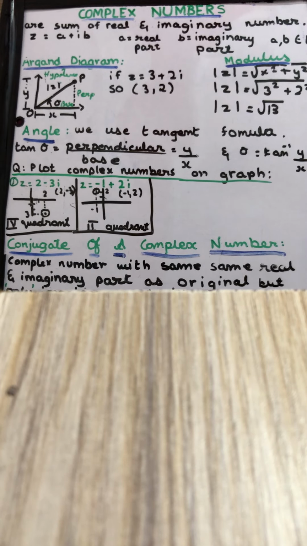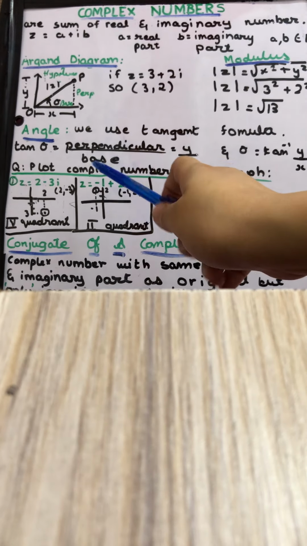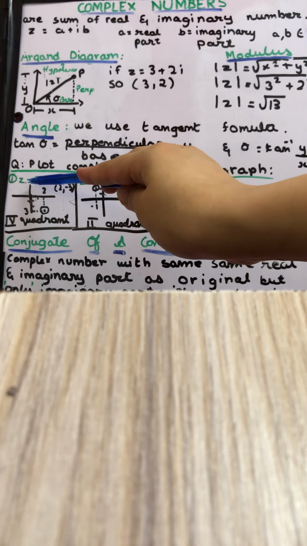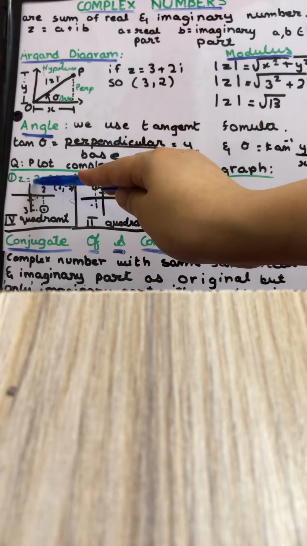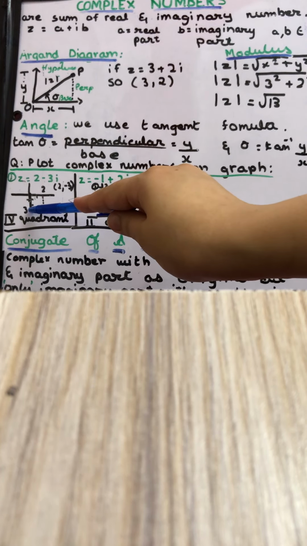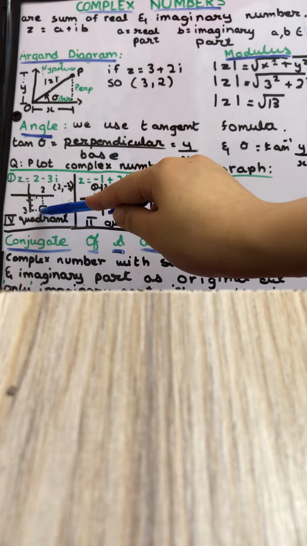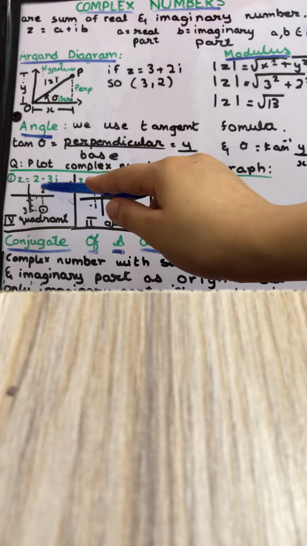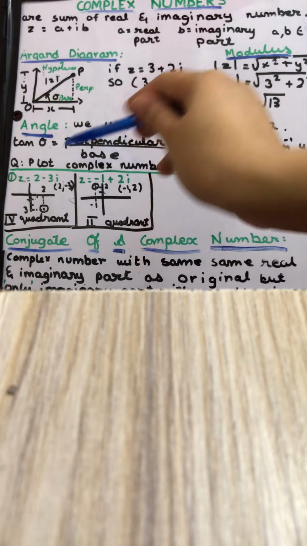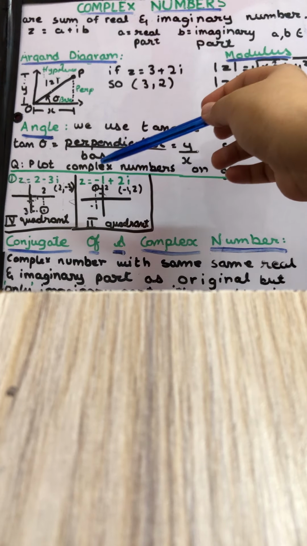Well, let's come back. So I was telling you how to plot this on the graph. So you know that positive 2 on the x-axis is here, while negative 3 on the y-axis is here. So the point must be lying somewhere here. So you can see it's in the 1, 2, 3, and 4, so it's in the fourth quadrant.